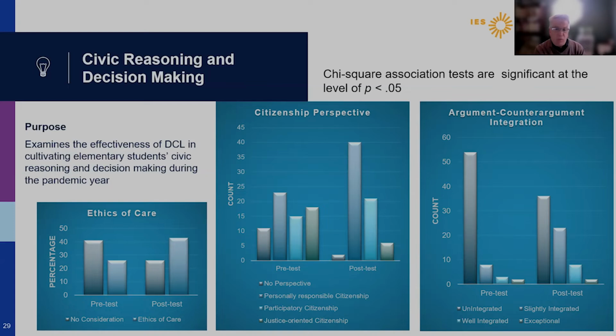What we found, looking at the ratings and comparing the pre to the post, was that for ethics of care, students were more likely in the post essay to include discussions of that. For citizenship, the proportion of students holding no perspective or a justice-oriented perspective decreased, whereas the proportion of students holding personally responsible or participatory citizenship increased. So their conceptual thinking, the level of thinking that they were able to do about citizenship and what it means to be a citizen, changed qualitatively during the year. And for argument and counter-argument integration, they were more likely to be able to do that at the post-test than at the pre-test. You can go on to the next one.